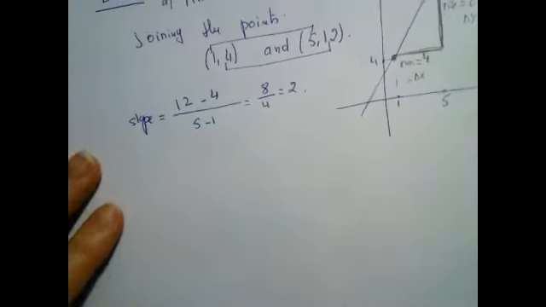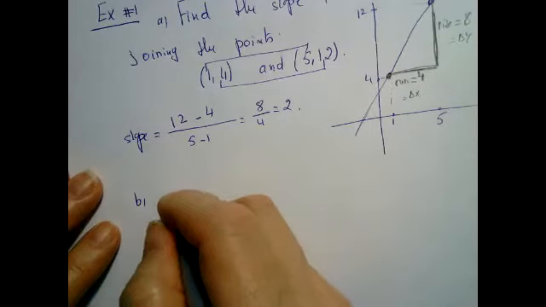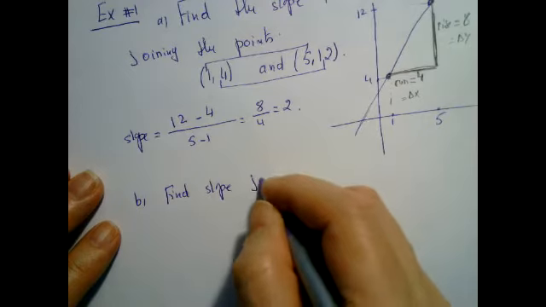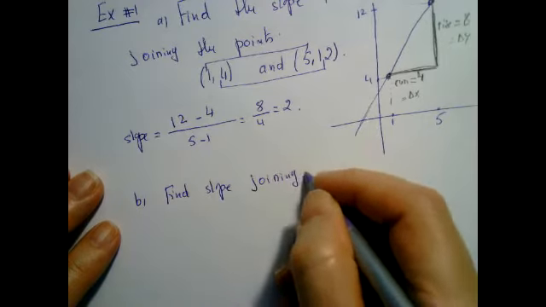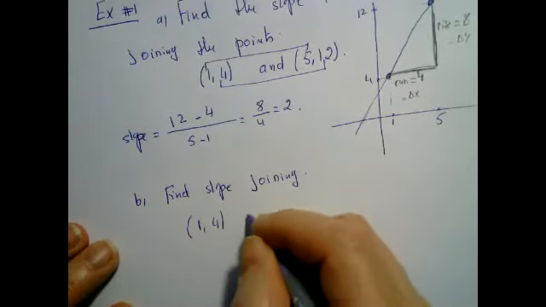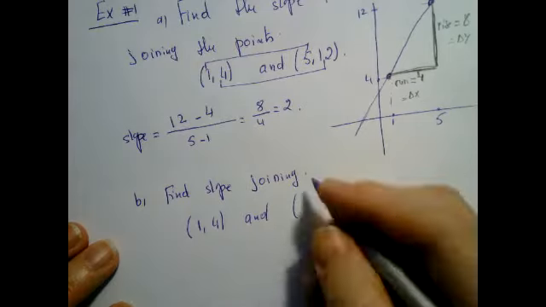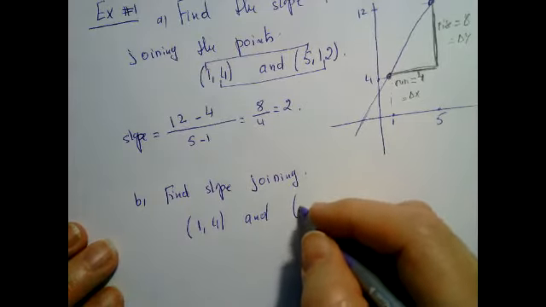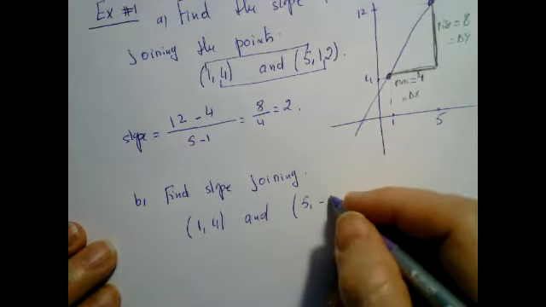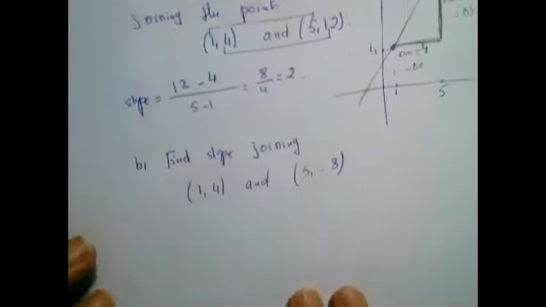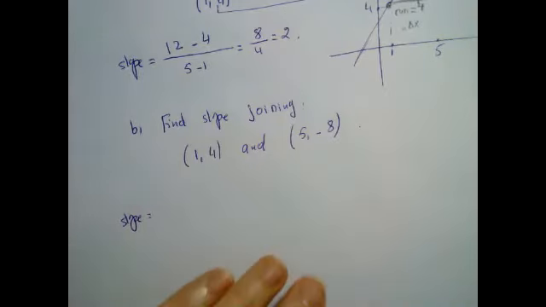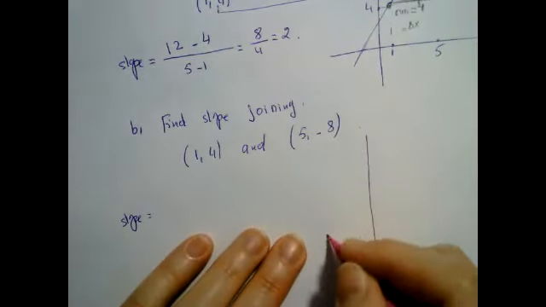Okay. So part B, again, find the slope joining the following 2 points. For example, I'm going to put 1, 4, and let me pick another one, for example 5 and minus 8. So let's see what the slope is here. It's basically exactly the average rate of change. It's the same thing we're doing.